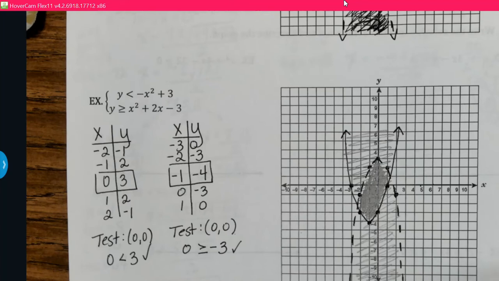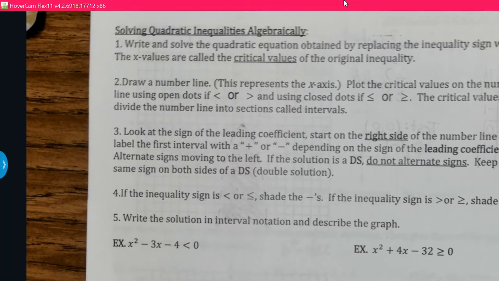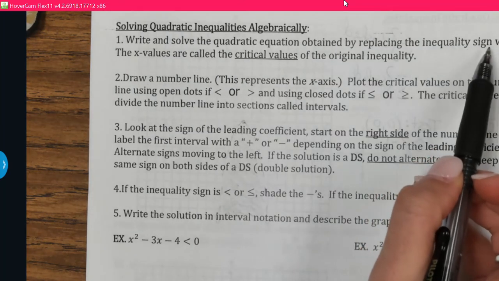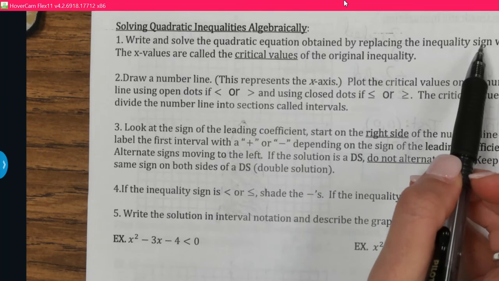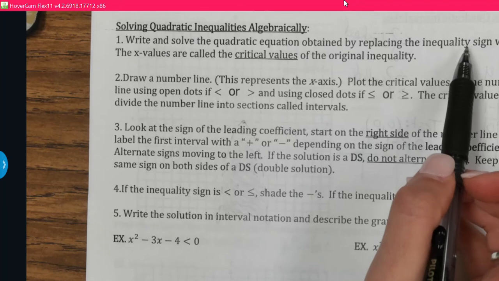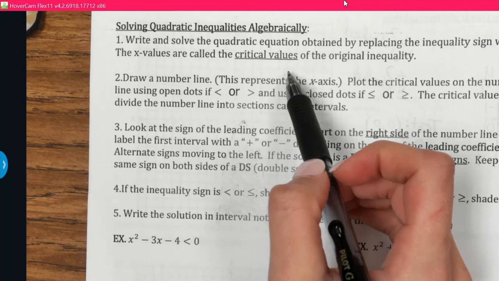Okay. So that's all we need the graphing calculator for. That's it. Okay? Everything else is back to normal. This is our last section, and this is where we're going to be solving the quadratic inequality algebraically. So we're going to write and solve by replacing the inequality sign with an equal sign, and we are going to factor. We're factoring to get the x values, which are your solutions, which are your x-intercepts. Those are called the critical values. So your x-intercepts are the critical values for this.